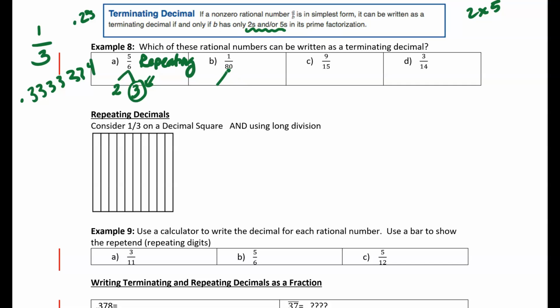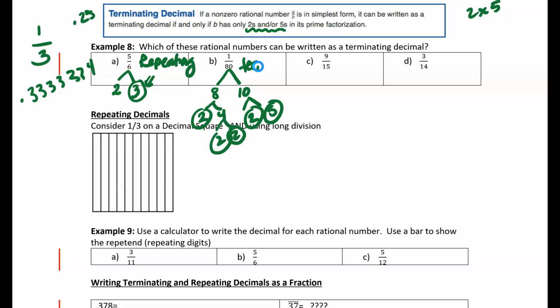So for 80, let's do a prime factorization. We have 8 times 10, 2 times 4, 2 times 2, and then 2 times 5. If you look at all the numbers I circled, the prime factorization has only 2s and 5s. So this is going to be a terminating decimal.